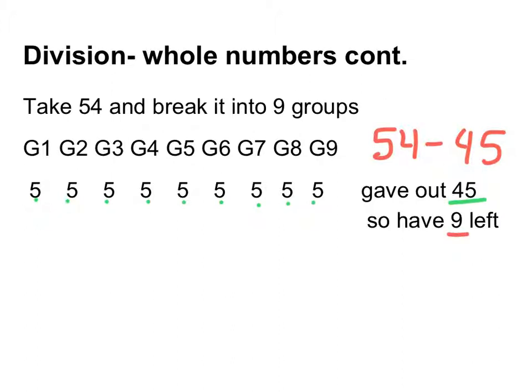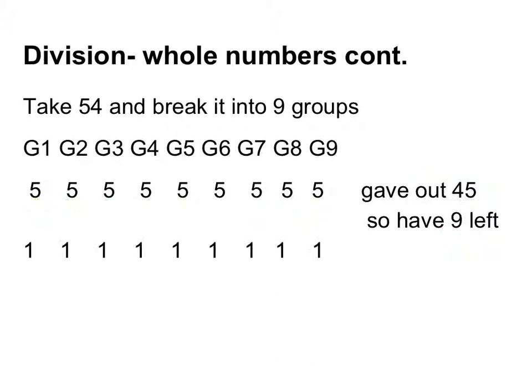So now I need to keep passing them out. Well, I have 9 left and I have 9 groups. So let's give 1 to every group. So again, group 1 got 1, group 2 got 1, group 3 got 1, etc. So now I gave out 9 more. I had 9 after the first round, so I gave 9 out, so now I don't have anything left.